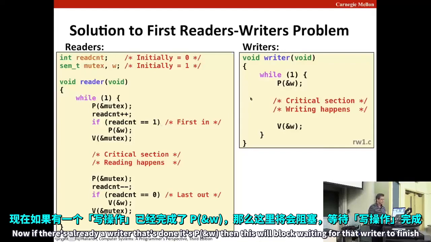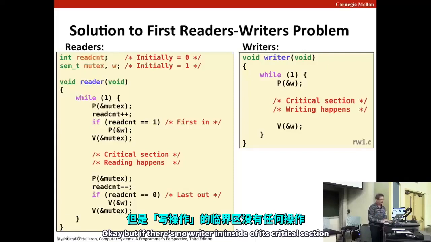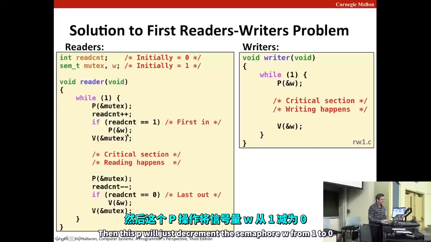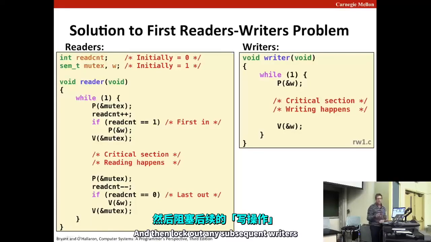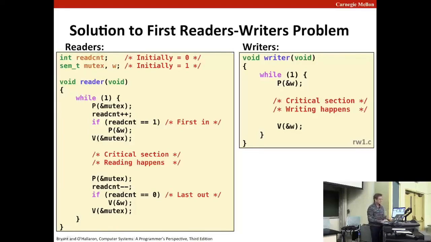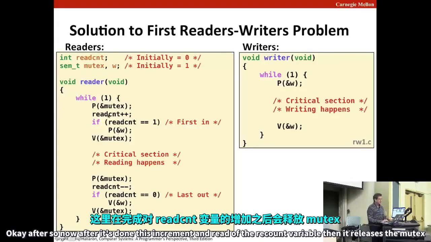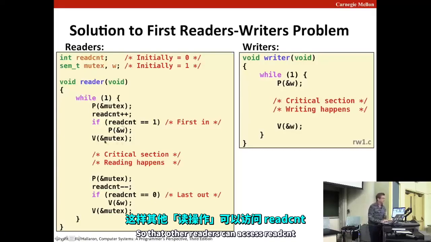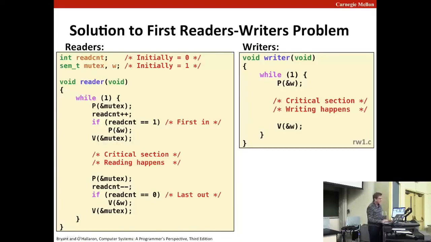Now, if there's already a writer that's done its P of W, then this will block, waiting for that writer to finish. But if there's no writer inside of its critical section, then this P will just decrement the semaphore W from 1 to 0, and lock out any subsequent writers. After it's done this increment and read of the read count variable, it releases the mutex so that other readers can access read count.